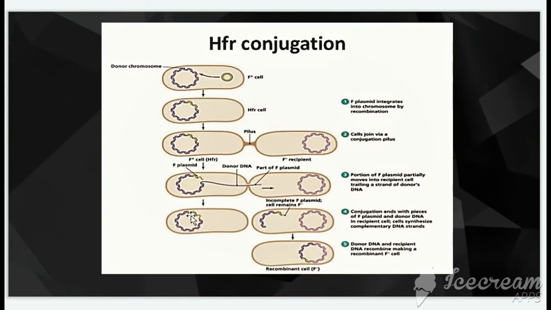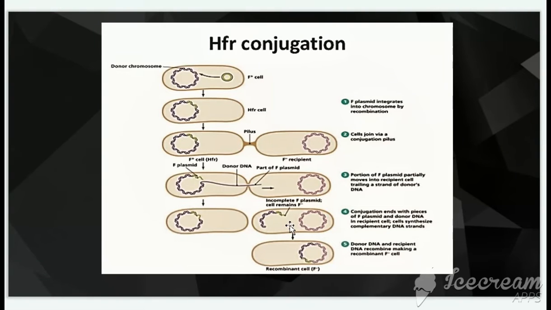They are going to form their complementary strand. Here they form their complementary strand. Here also it is going to form the complementary strand, but it is incomplete, as you can see, incomplete plasmid. This is the reason it is going to be F minus only. It is not going to change in F plus, as we saw in the conjugation. In the end, both cells become F plus, right?